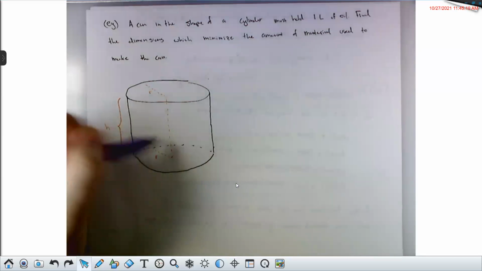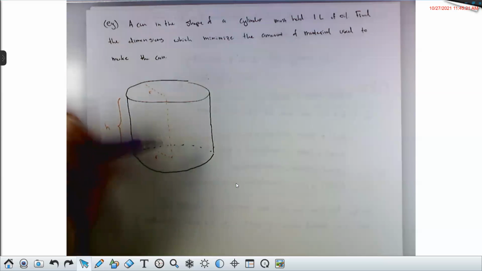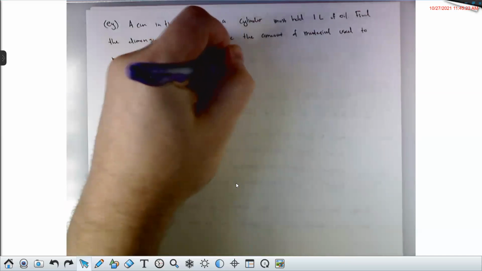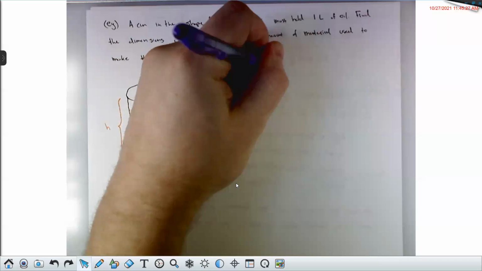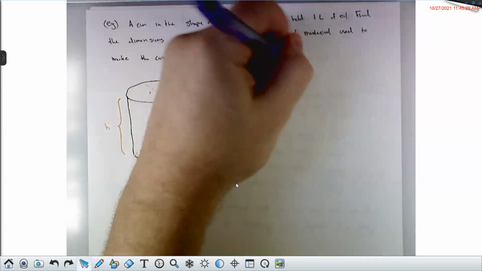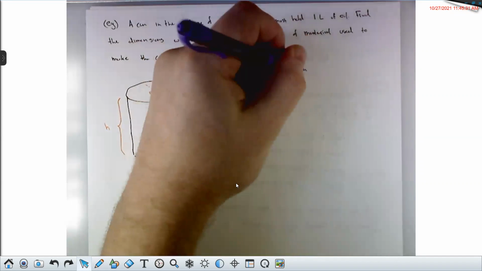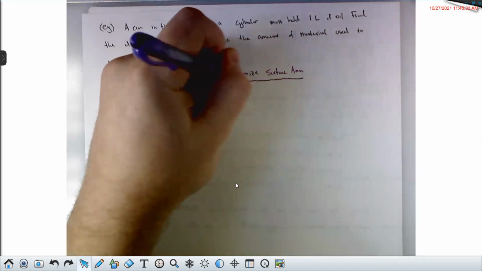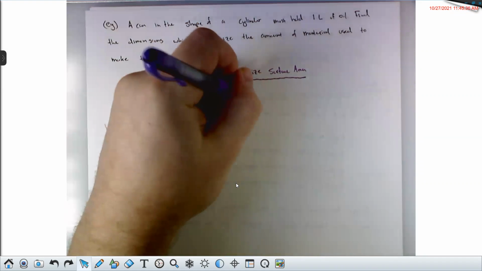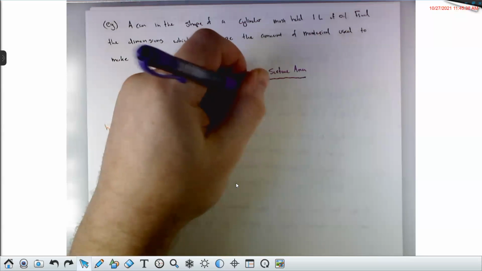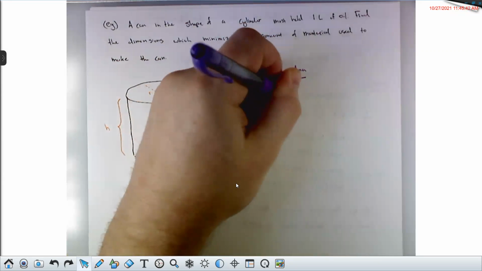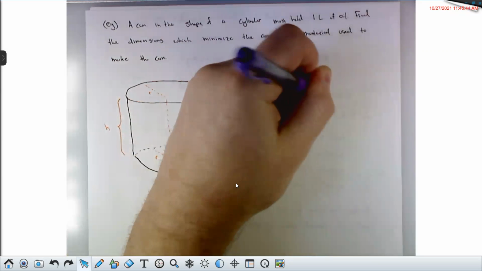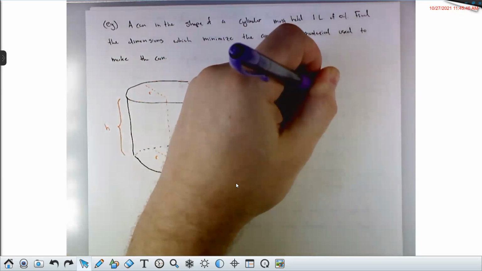The space inside the can is going to be filled with oil. There's no metal there, but I want to minimize the surface area. And my constraint is that the volume has to be 1 liter.